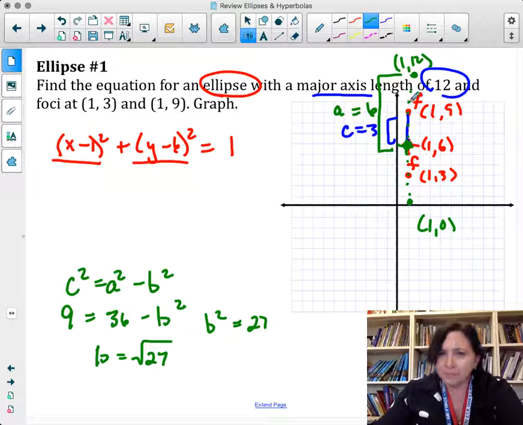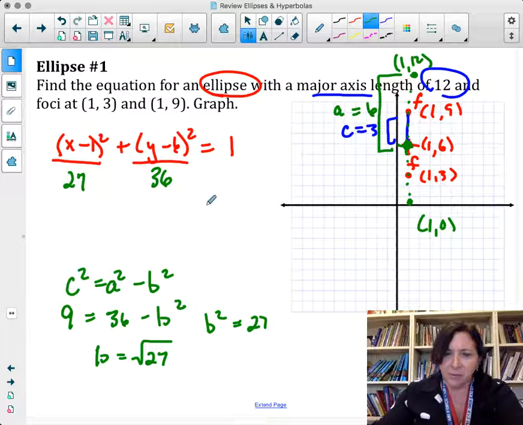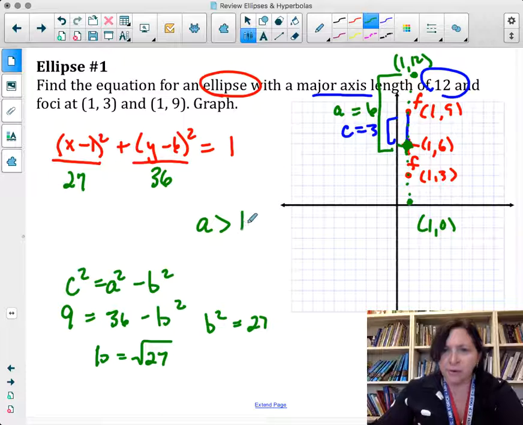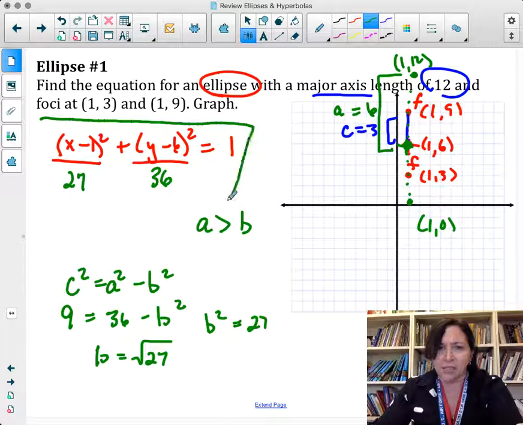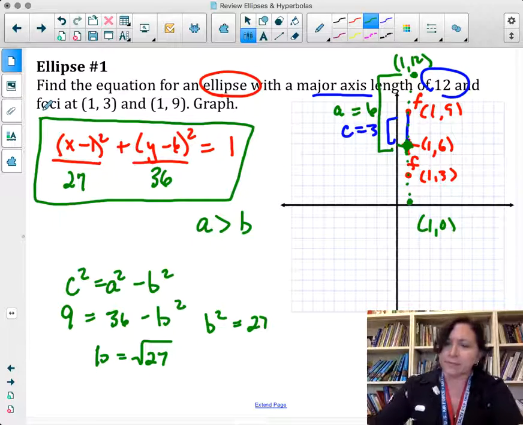Remember that I went up 6 units on the y-axis, so this value right here is 36, and that's my major axis. My b squared value is 27, and that's going to be right here, because remember, a is greater than b for an ellipse. Okay, so my standard form for my equation is this right here.